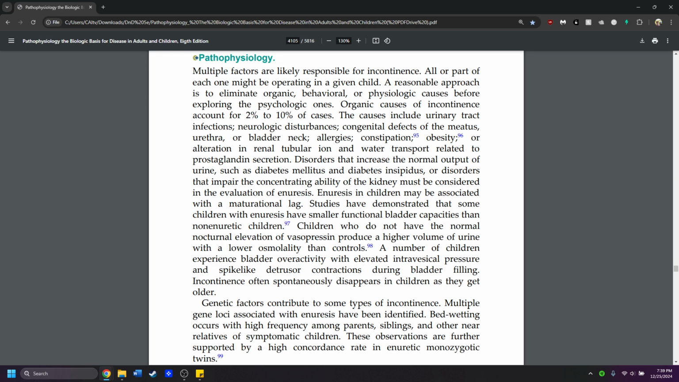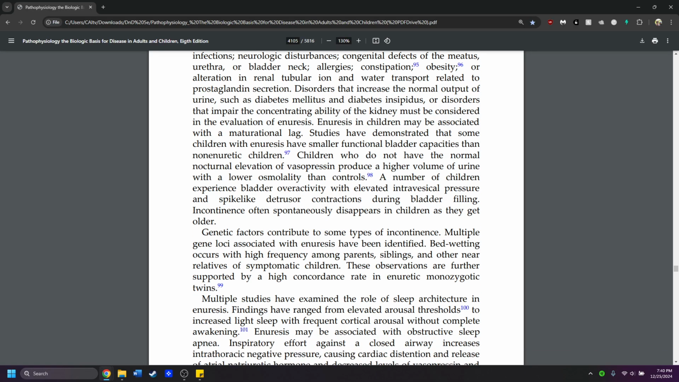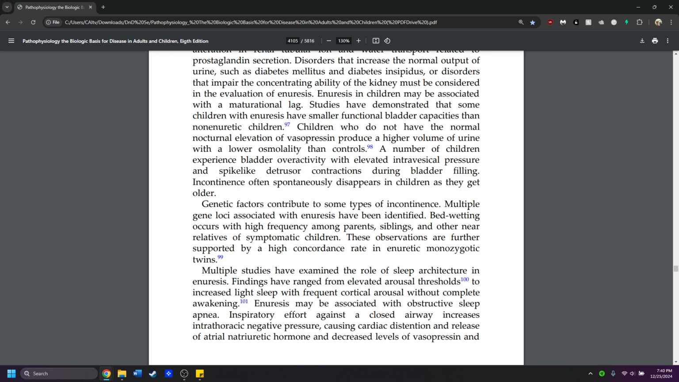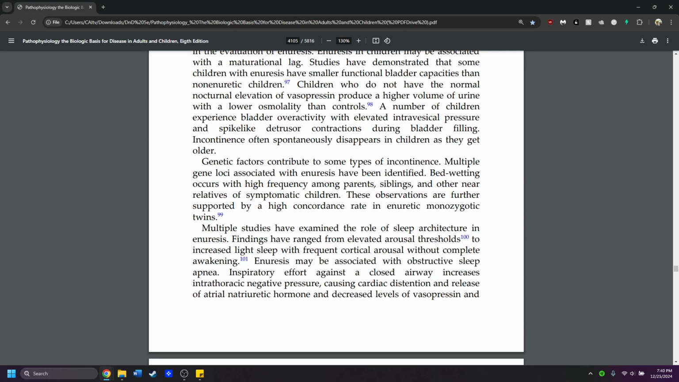Enuresis in children may be associated with maturation lag. Studies have demonstrated that some children with enuresis have smaller functional bladder capacities than non-enuretic children. Children who do not have the normal nocturnal elevation of vasopressin produce a higher volume of urine with a lower osmolality than controls. A number of children experience bladder overactivity with elevated intravesical pressure and spike-like detrusor contractions during bladder filling. Incontinence, often spontaneous, disappears in children as they get older.